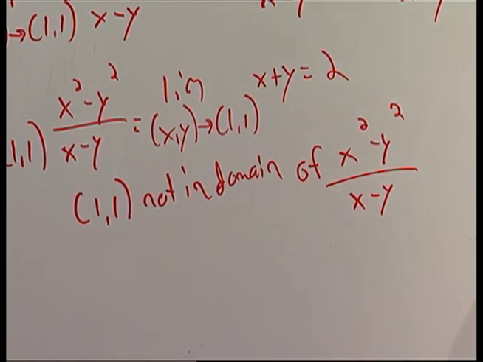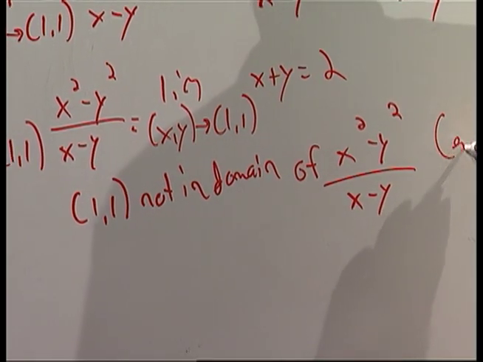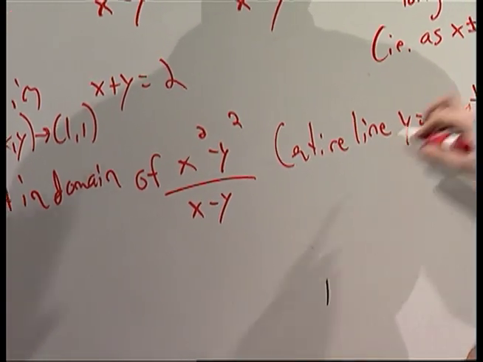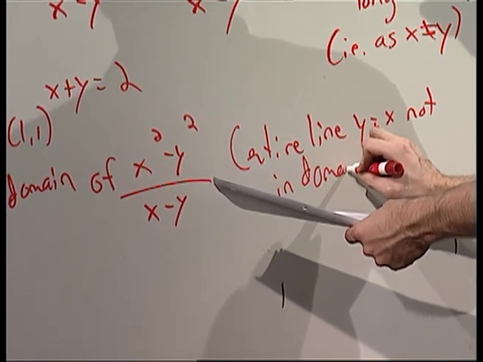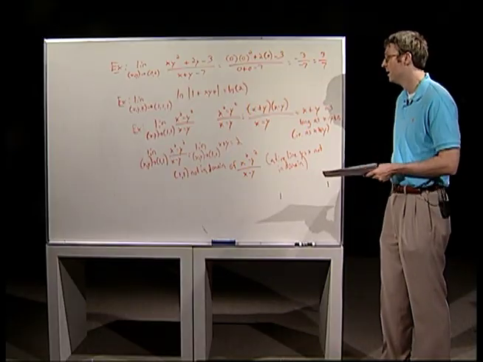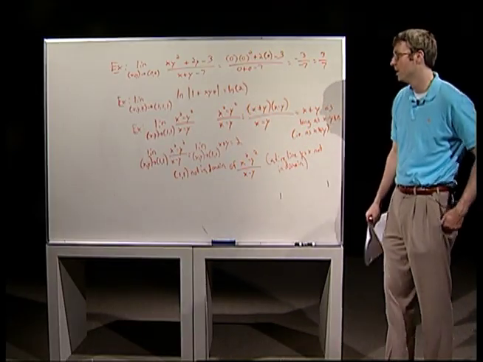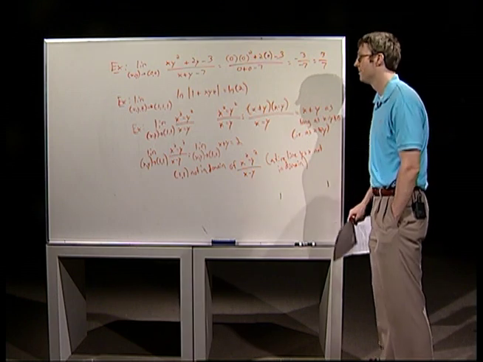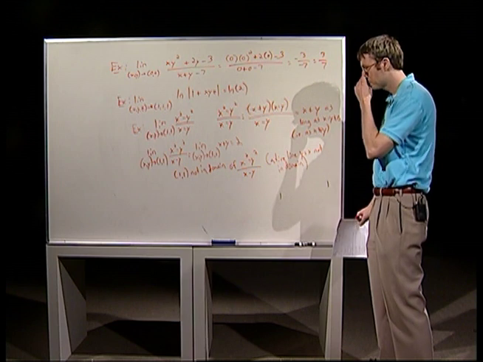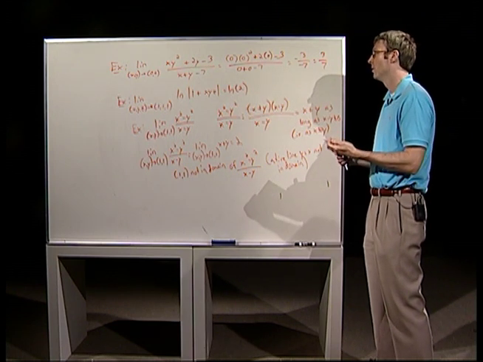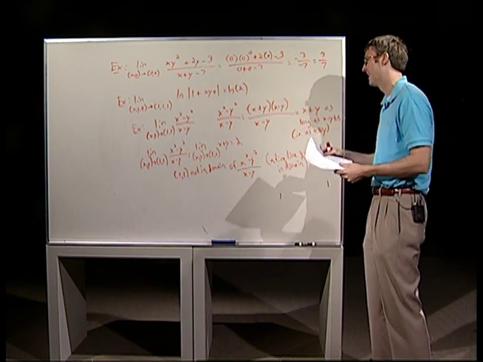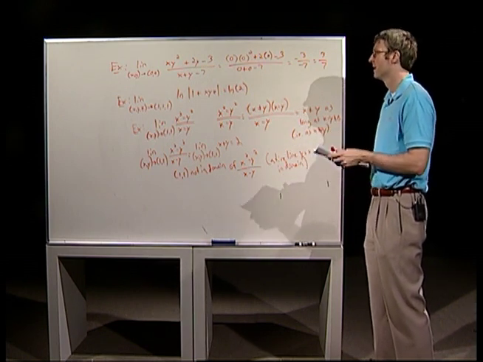This entire line is not in the domain, right? So the entire line y equals x is not in the domain. And so if we asked about the limit as x, y went to 2, 2, we would have exactly the same trick to play, right? It's worth talking about it.